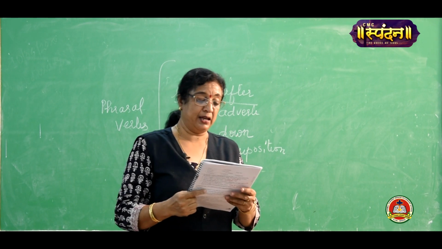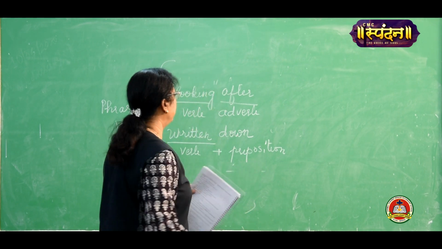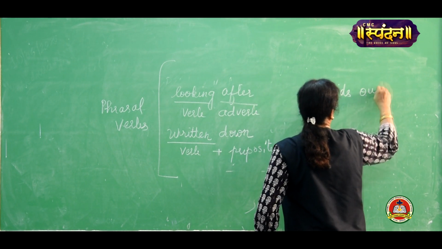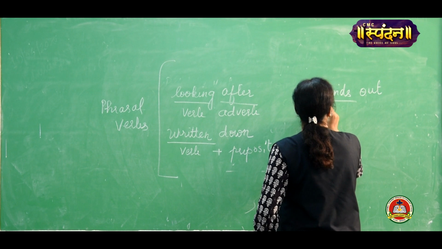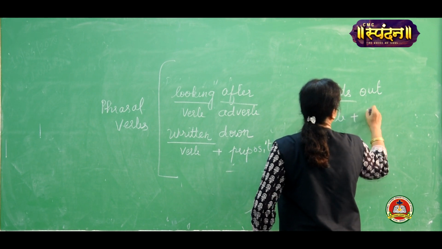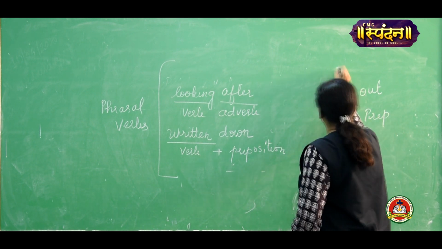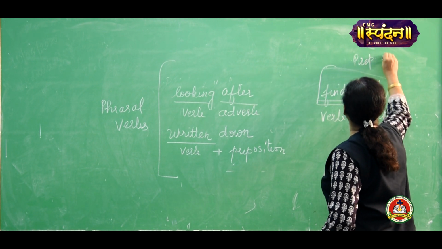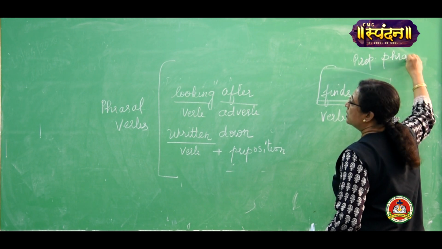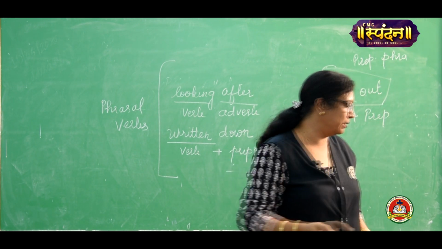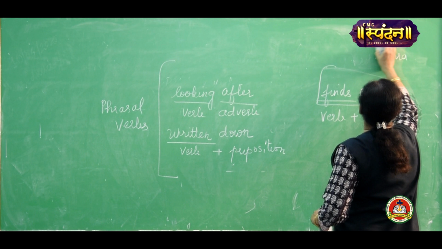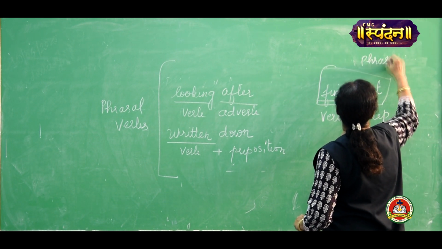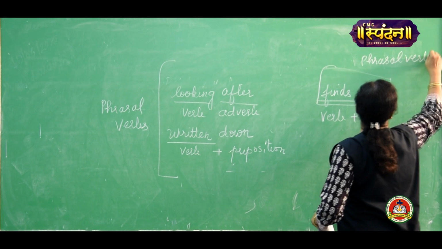What will she say when she finds out? Again, which word is highlighted there? "Finds out". Finds is a verb and out is a preposition. So when this combination is there, what is it called? It is called a phrasal verb. Understood?